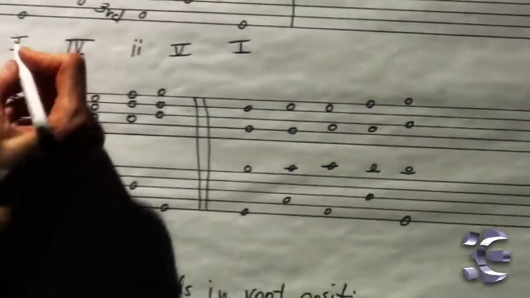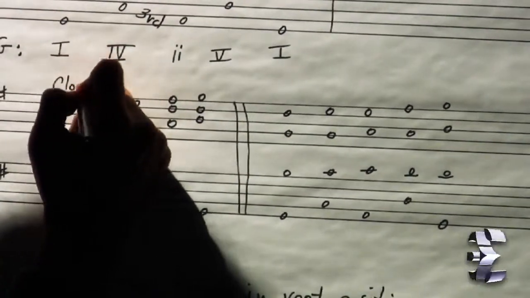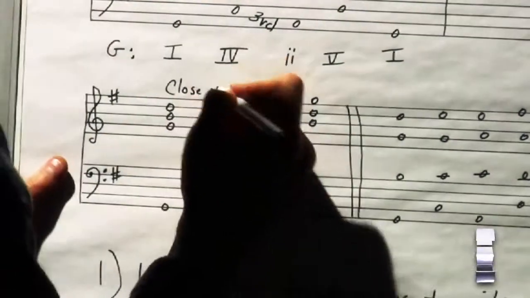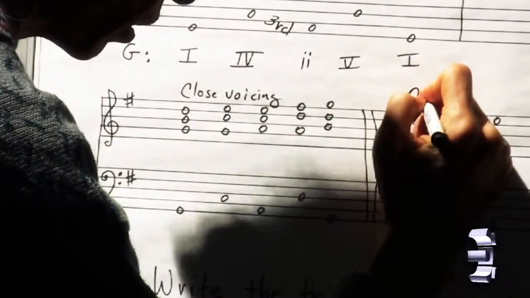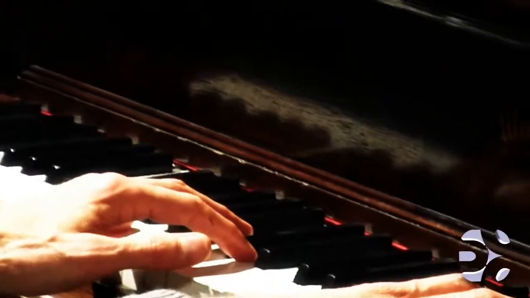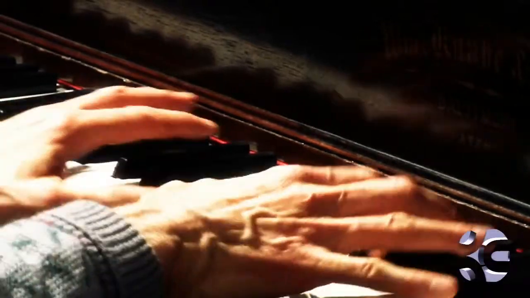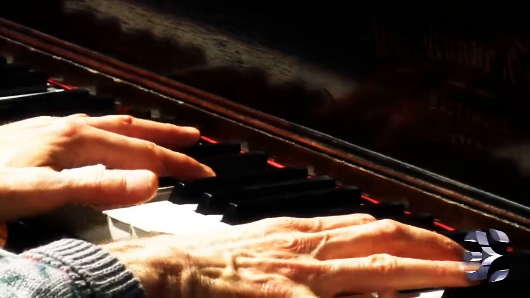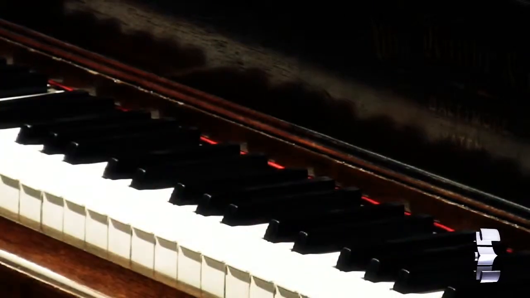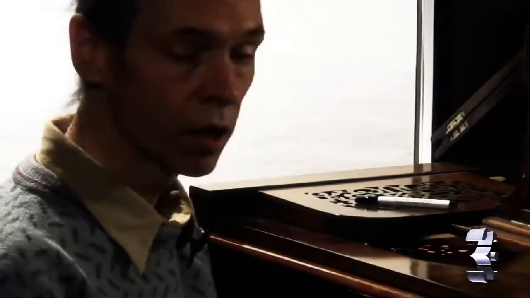This version over here we call a close voicing, or closed, and this one is open. So we have a couple of possibilities. The open voicing is a little bit richer sounding. It's also a little bit harder to play on the keyboard, but in any event, this sounds like this. And so we have then our open voice harmonization.